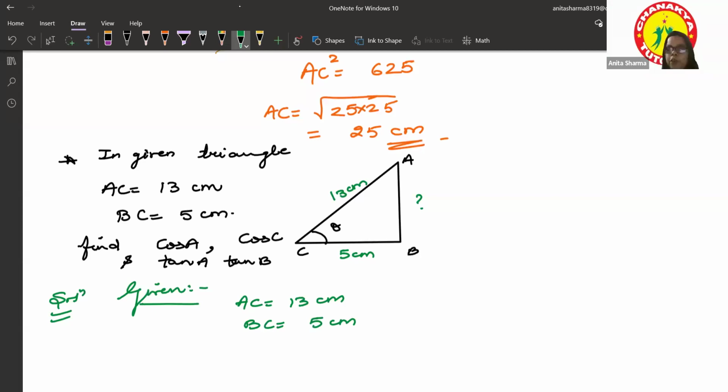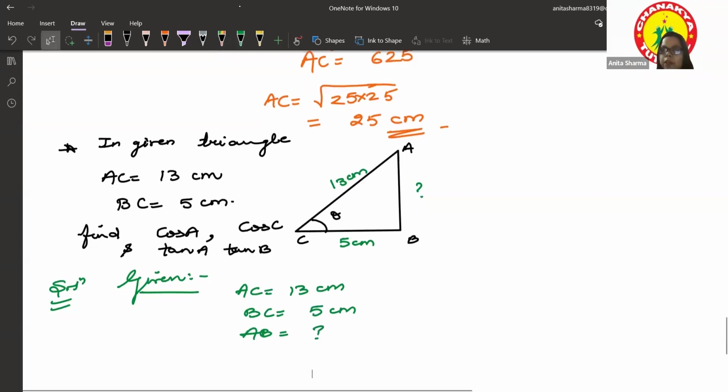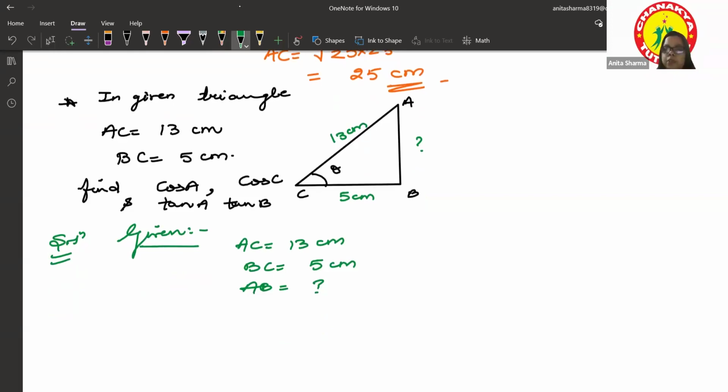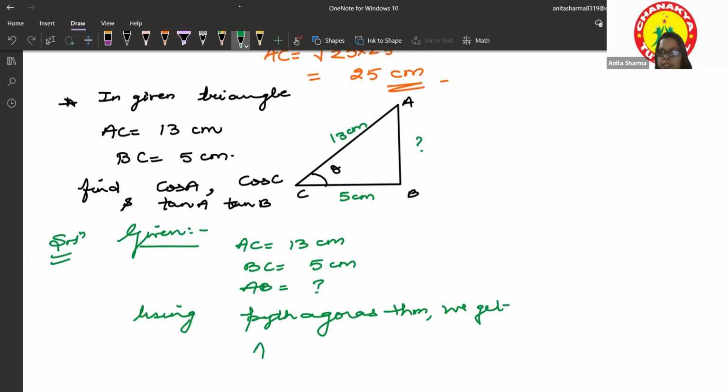Yes, good. So first of all, you people will write what is given here. Keep this thing in your mind. In each and every question you need to write what is given, right? After that, you will write using Pythagoras theorem, we get AB square plus BC square is equal to AC square. Okay?